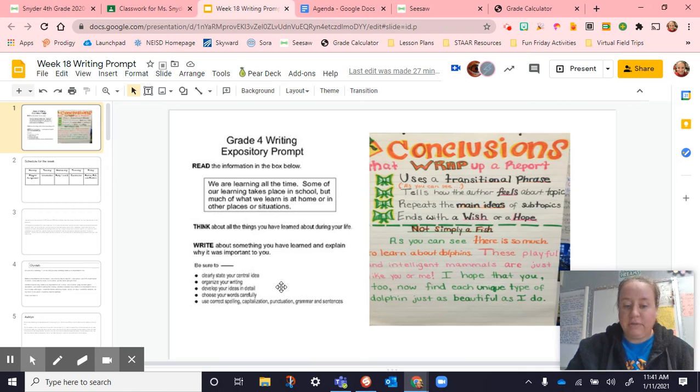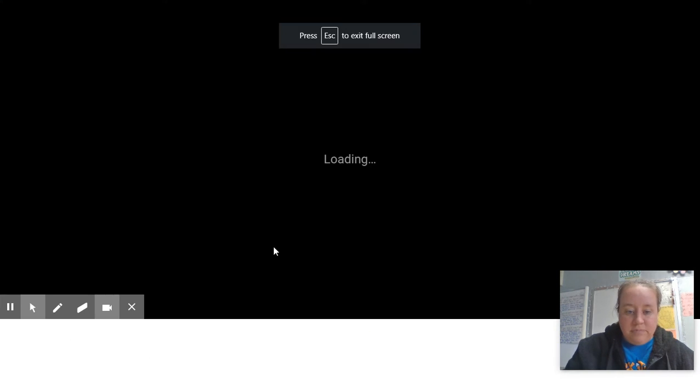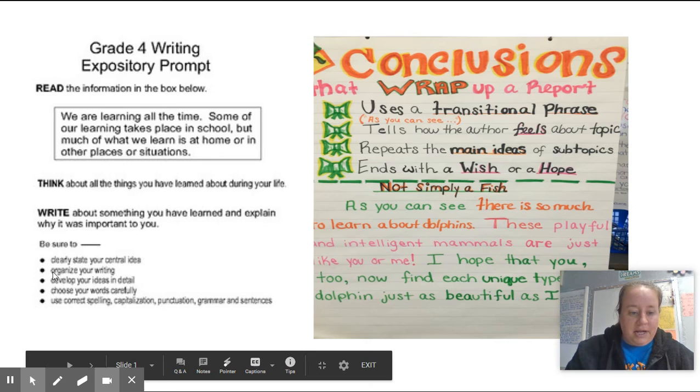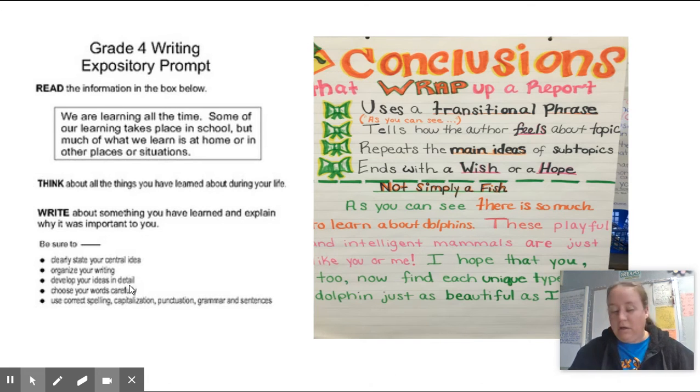Do you have an introduction, a beginning, middle, and end? Do you have that introduction that's introducing that central idea? Is your body, this goes with, let me make this bigger so you can see it too. All right, I'm right here, organize your writing, with developing your ideas in detail.